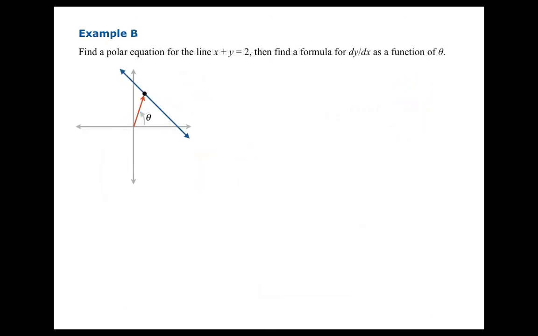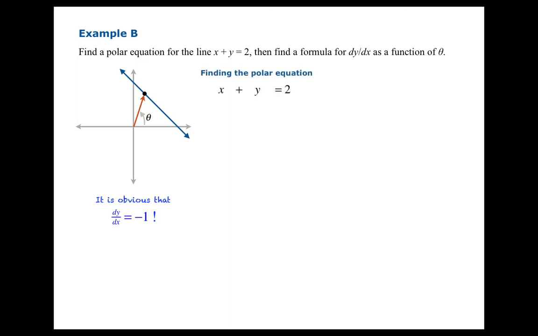Example B, find a polar equation for the line x plus y equals 2, then find a formula for dy dx as a function of theta. So once again, this is a case where we know the answer already. It's very obvious that the slope is negative 1 everywhere on this line. So the point is not to somehow use this more complicated method for finding the slope. We know what the slope is, but we want to choose an example where it makes it obvious that this thing's working correctly.